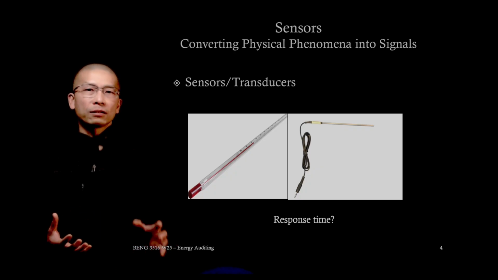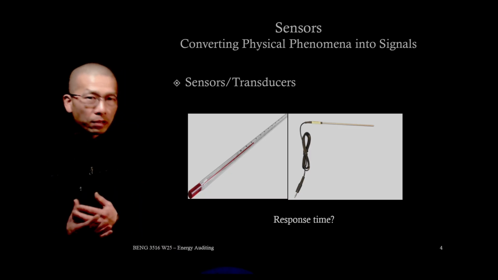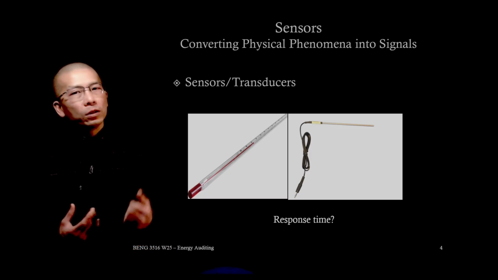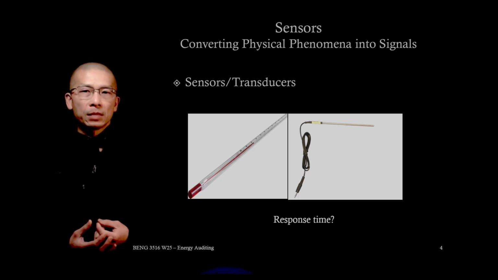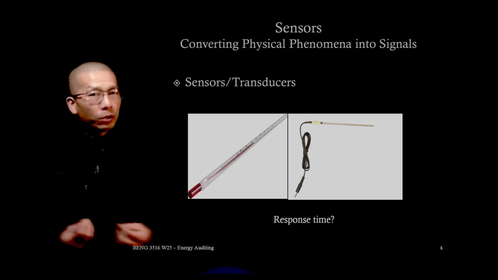A sensor converts physical quantities, for example, temperature, pressure, or light intensity, into a measurable signal. Sensors are the physical interface between the building and our data.